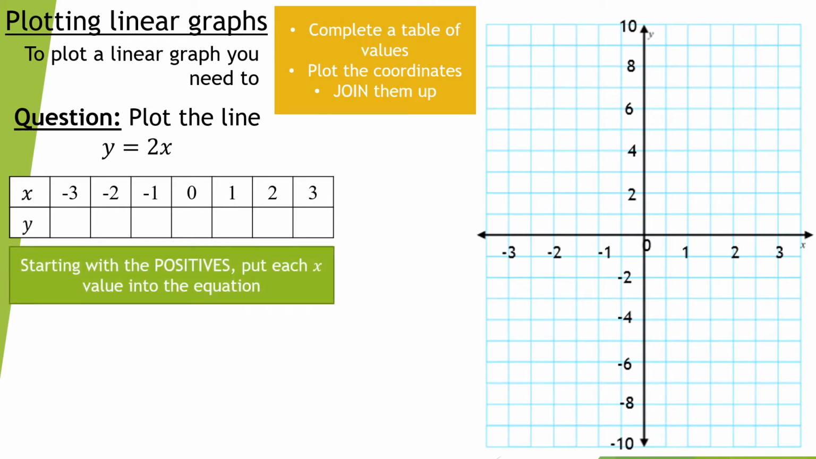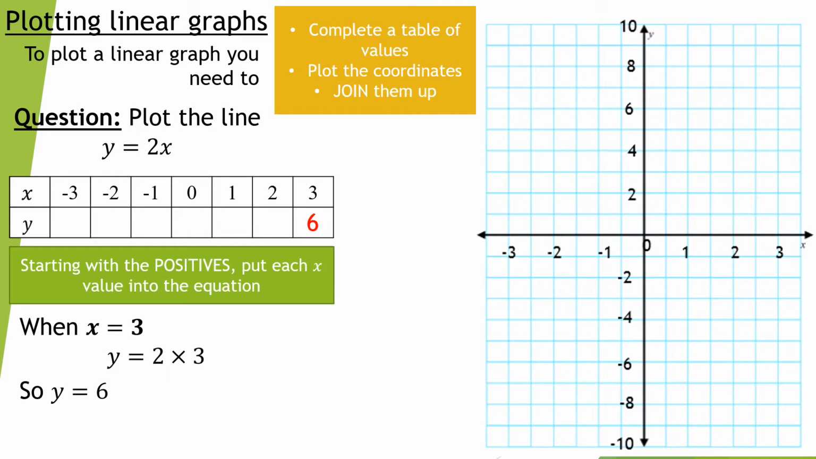So we're going to start with the positives, and the reason why we're going to start with the positives is because it's easier to do. So I'm going to take my x value as 3, and I'm going to do 2 times 3 to work out y, and that gives me 6. So I'm going to put in my table that my y value is 6.